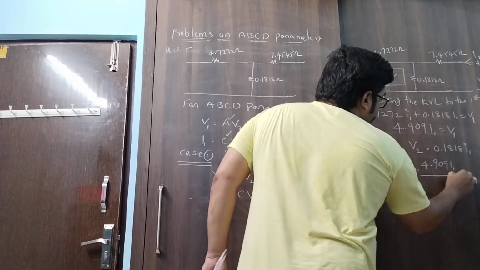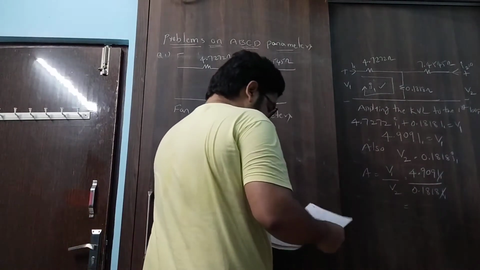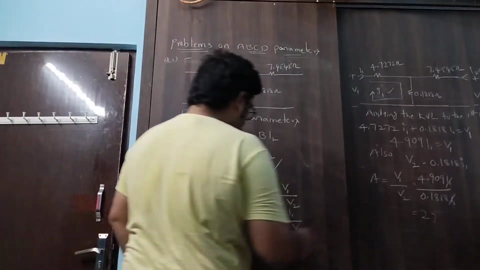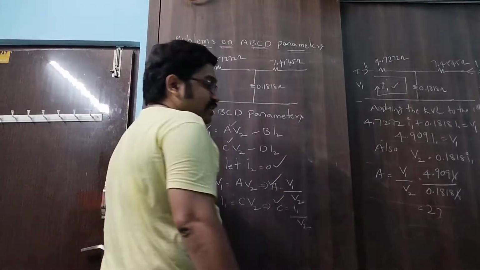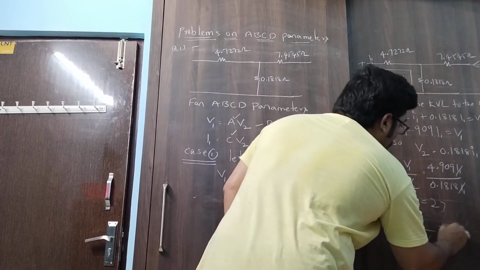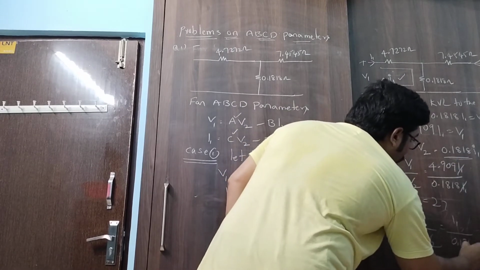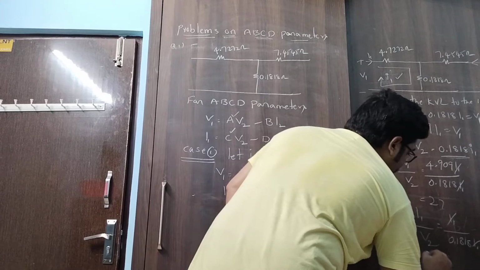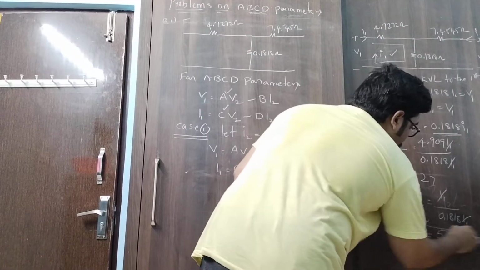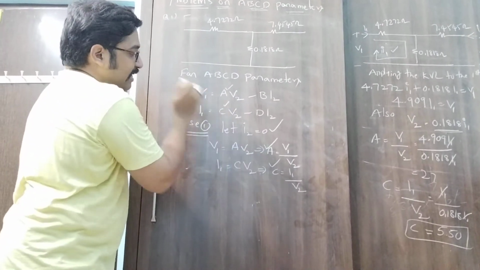4.909 I1. V2 is 0.1818 I1. This and this will get cancelled. The value of A you are going to get is 27. At the same time, you can calculate the next parameter, C. C is equal to I1 divided by V2. What is I1 divided by V2? It is I1 divided by 0.1818 I1. This and this will get cancelled. So C, you are going to get the value 5.50. So this is how you need to calculate the values of A and C.